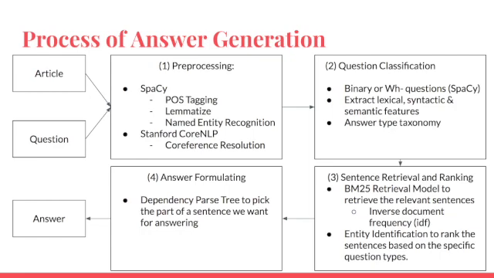And then we enter our third phase, which is retrieving and ranking the most significant sentence to do with the question. We do so using the BM25 retrieval model, which is related with the inverse document frequency of certain words, as well as entity identification to find the sentence most relevant to the question. After that, our fourth and final phase is formulating the answer using a dependency parse tree.